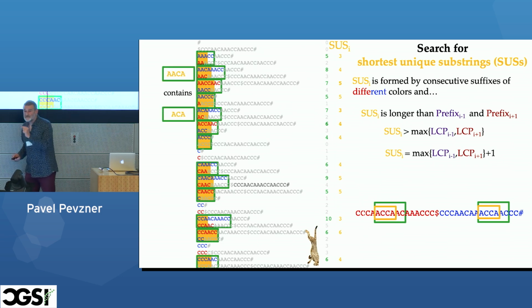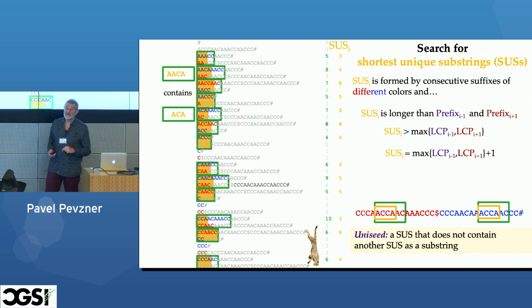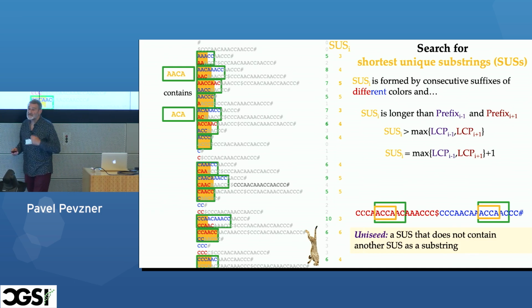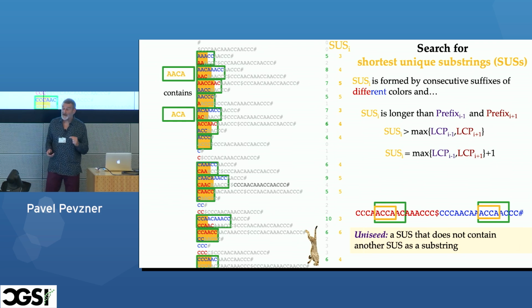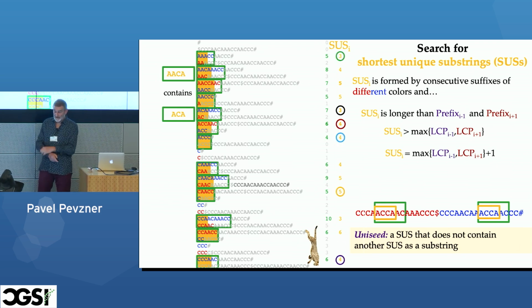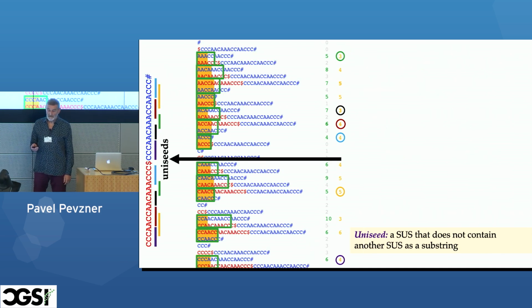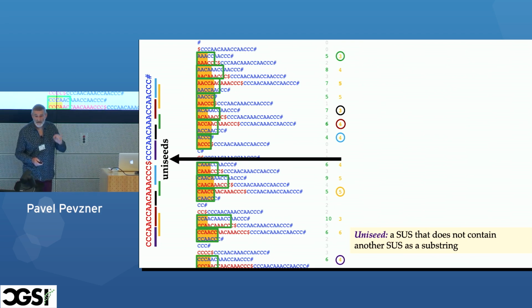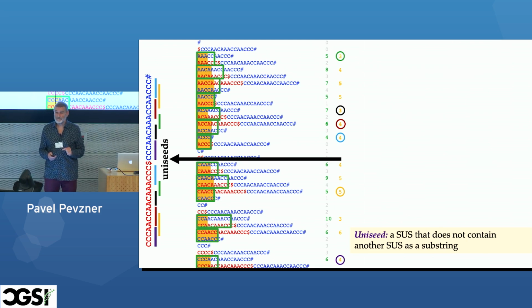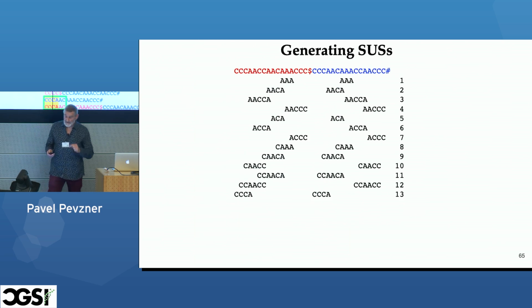Because some SUS may be contained within another SUS. And we will generate uniseeds. These are shortest unique substrings that are not contained in, and do not contain, other shortest unique substrings. And in this case, we have only 6 such substrings. We map them to our original sequence, and we will now chain them, not unlike Minimap. Okay, that's what is done.